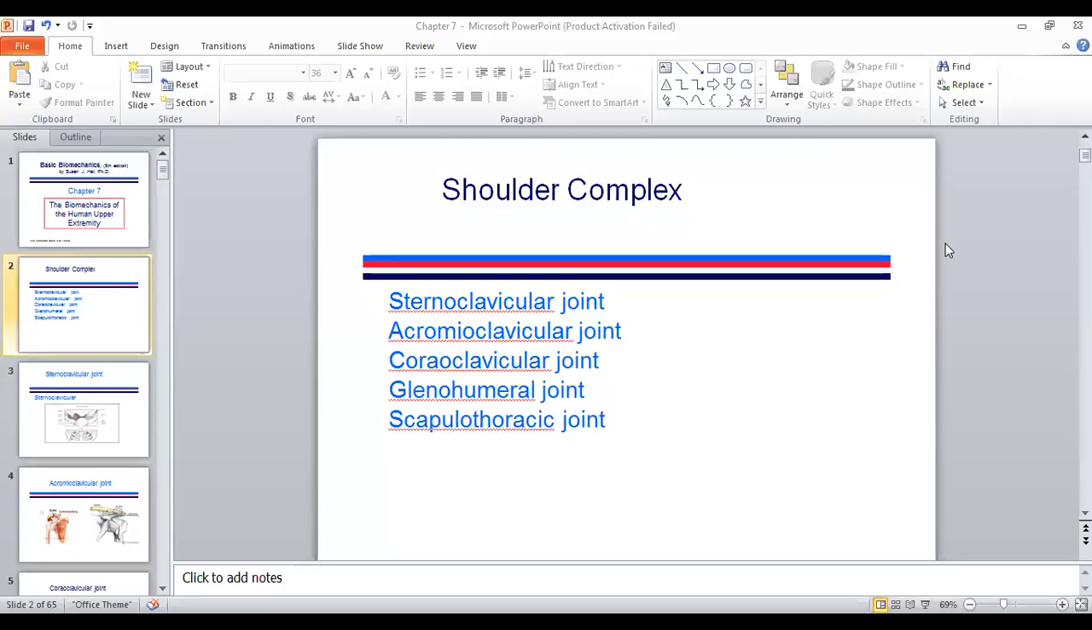Bismillahirrahmanirrahim. Let's talk about shoulder complex. Shoulder complex comprises of 5 joints, right? And these are sternoclavicular joint, acromioclavicular joint, coracoclavicular joint, glenohumeral joint, and scapulothoracic joint, right? Now there are 5 joints in shoulder complex. Now let's study these joints one by one.